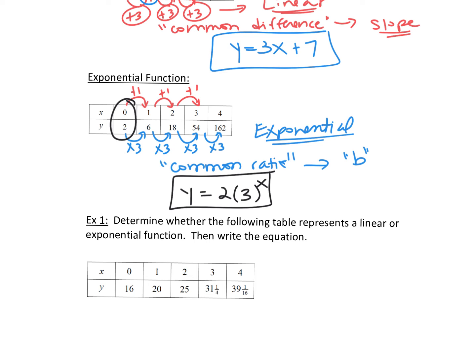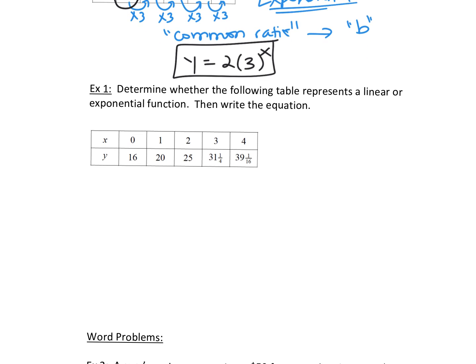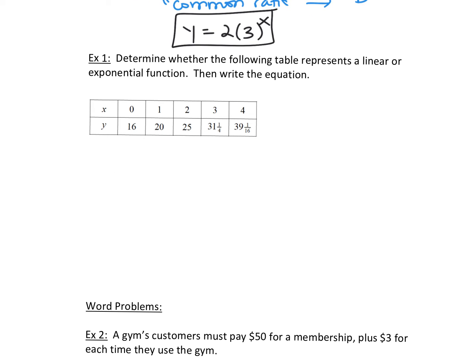All right, now, look at the next example. The first thing I usually do is look for a common difference, because that's the easiest one, right? So I look to see, are they adding the same amount every time? 16 to 20 is 4, 20 to 25 is 5, so they're not adding the same amount. This is not linear.